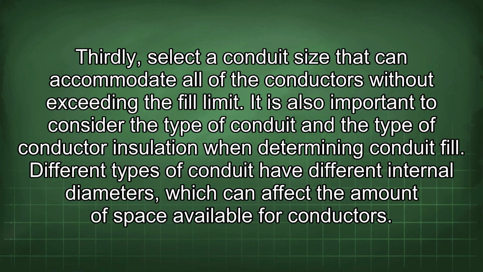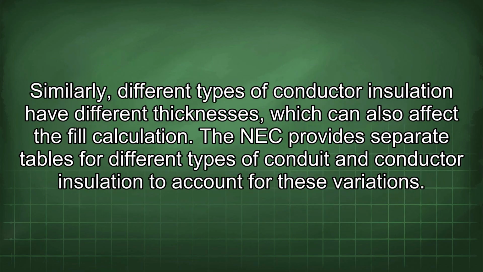It is also important to consider the type of conduit and the type of conductor insulation when determining conduit fill. Different types of conduit have different internal diameters, which can affect the amount of space available for conductors. Similarly, different types of conductor insulation have different thicknesses, which can also affect the fill calculation. The NEC provides separate tables for different types of conduit and conductor insulation to account for these variations.